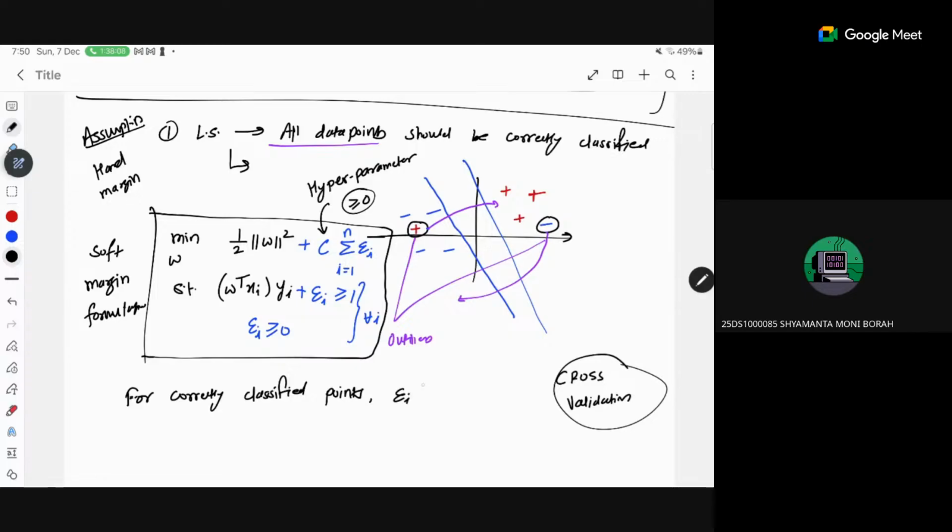What is epsilon I? It has to be equal to 0, right? And for correctly classified points, or we are calling them in this course as outliers, for them the epsilon I will be greater than 0, right?